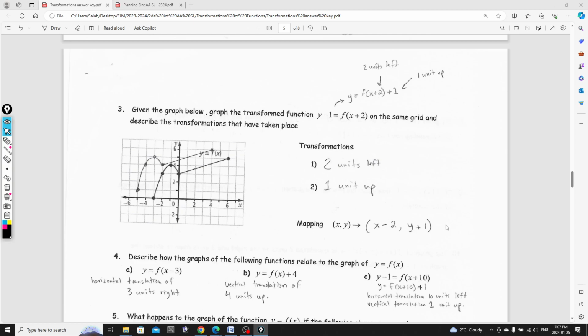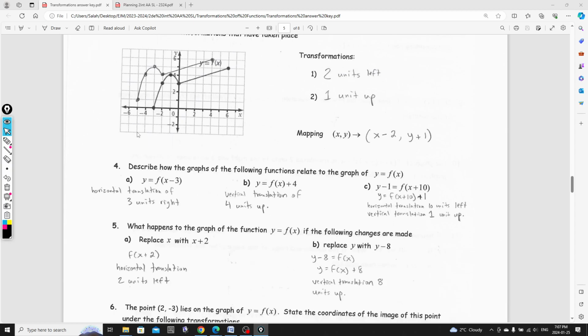That's why this is the mapping notation. Okay, so that was going over number 3. Now to go over number 4.